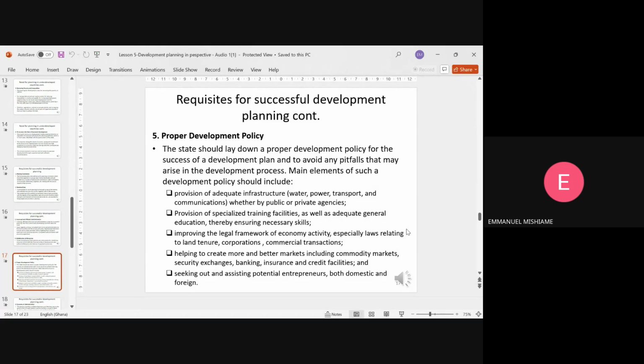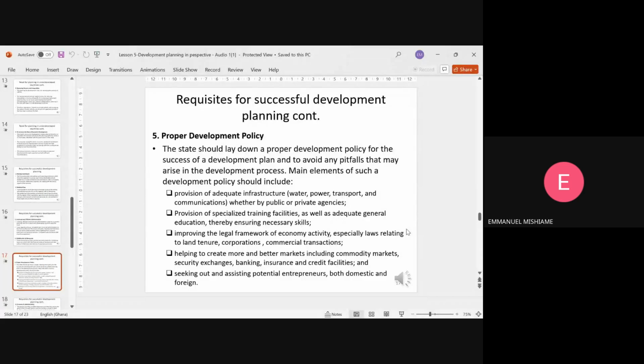For instance, as a country, you realize what happened when COVID struck. And it's not just us. Even the developed countries were taken by surprise. How much more the developing or underdeveloped countries? So there must be a proper development policy, which will then prepare for contingencies.